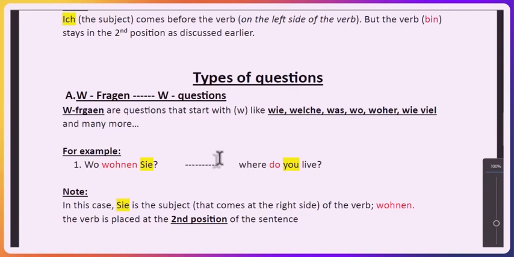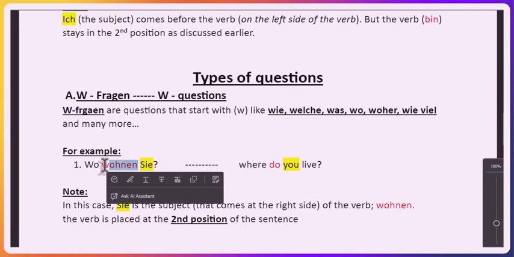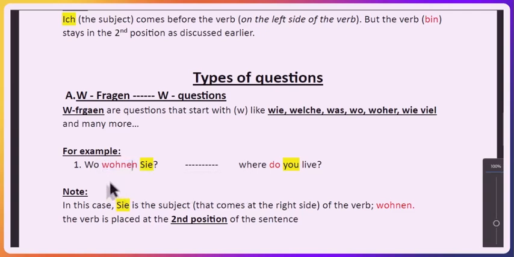So, we will see the next videos in the series. It's a simple subject. I can say the subject comes on the right side of the verb, but the verb is always in the second position.